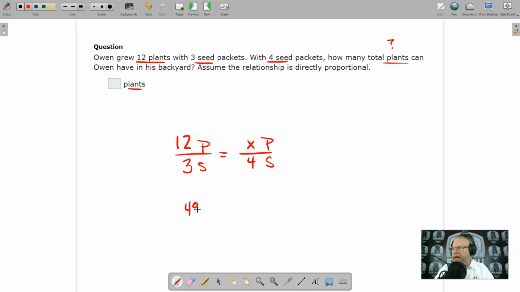It's going to be 48. And we'll set that equal to 3 times X, which is 3X. Now let's divide both sides by 3, and that's going to be X on the right. And 48 divided by 3, 10 of them, 18, 16. Should be 16 times 3, indeed. Yep. So it's going to be 16 plants.